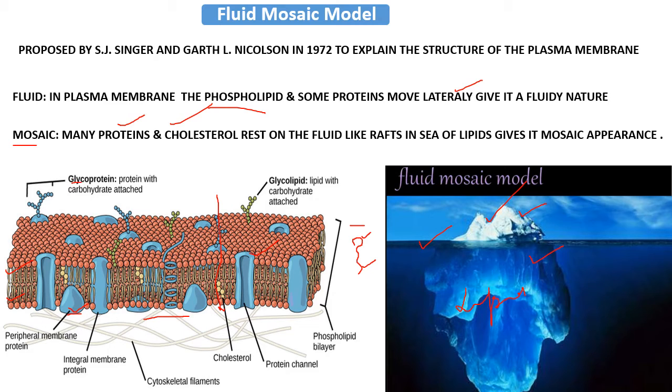These are glycoproteins, that is, a carbohydrate attached to protein molecules, and sometimes we also have glycolipids, in which lipids are attached to carbohydrate molecules. This is the fluid mosaic model and the detailed structure of the plasma membrane.